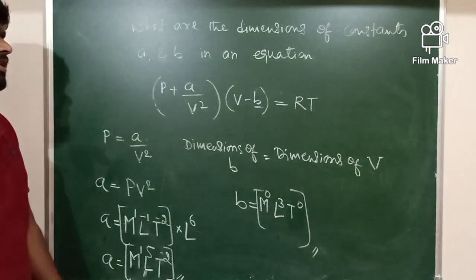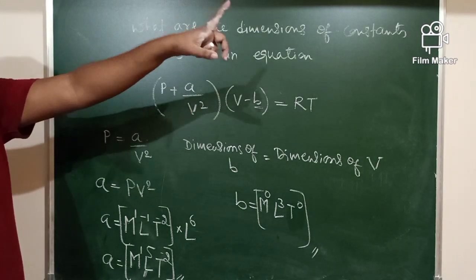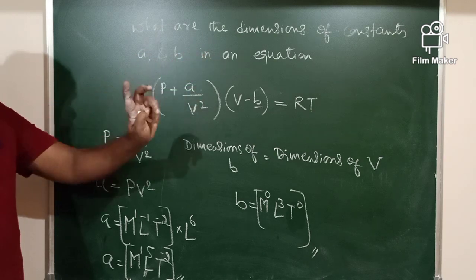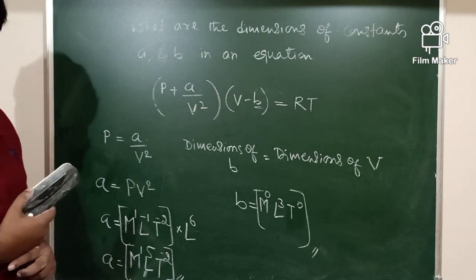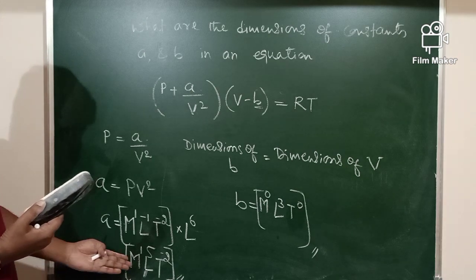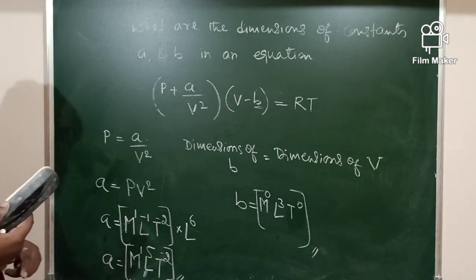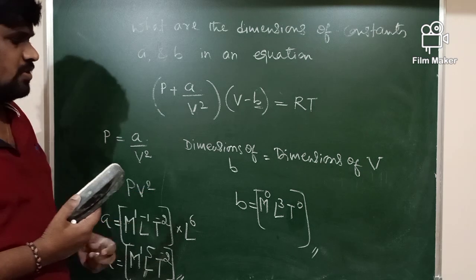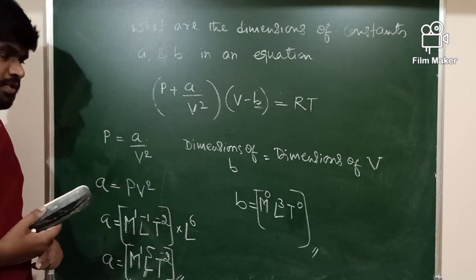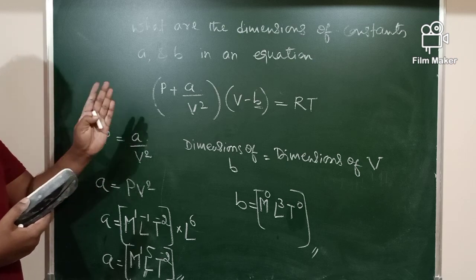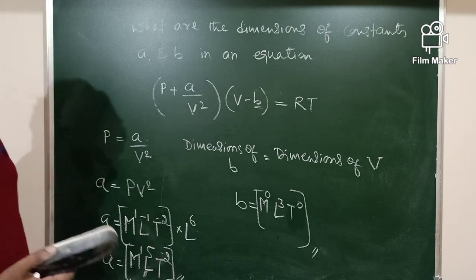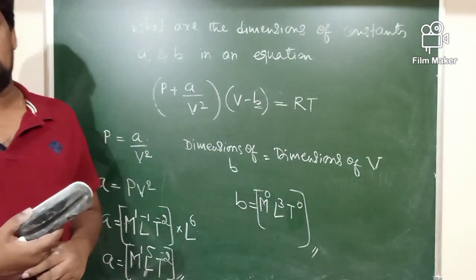What has the question asked? What are the dimensions of constants A and B in an equation? They are asking what the dimensions of A and B are in this equation. Dimensions of A is M1, L5, T power minus 2 and dimensions of B is M0, L3, T power 0. Okay? Let me take one more example here.